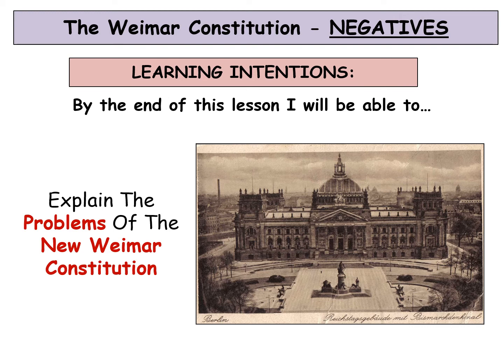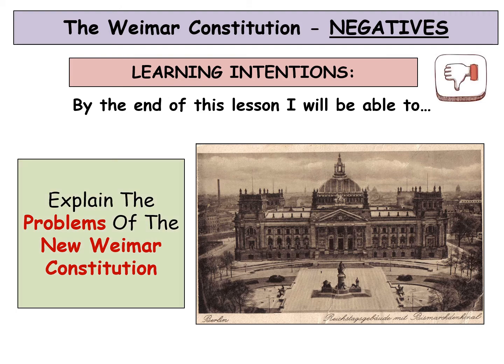Okay, so the new heading that we're looking at is: if all these things were really great and it was giving much more democratic rights to the German people and it looks really good on paper, why ultimately did it fail? Why did it experience problems and what were these problems? So we're looking at the negatives of the Constitution. Learning intention for this one, again, we just want to be able to explain what these problems actually were.